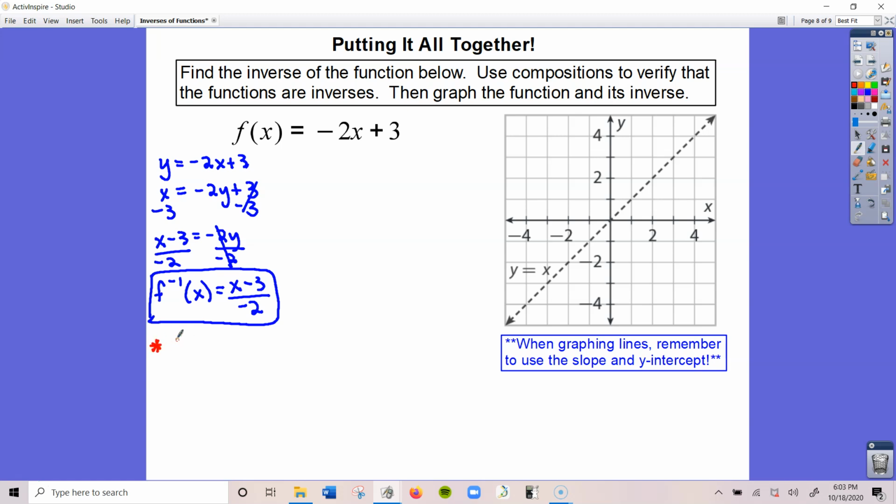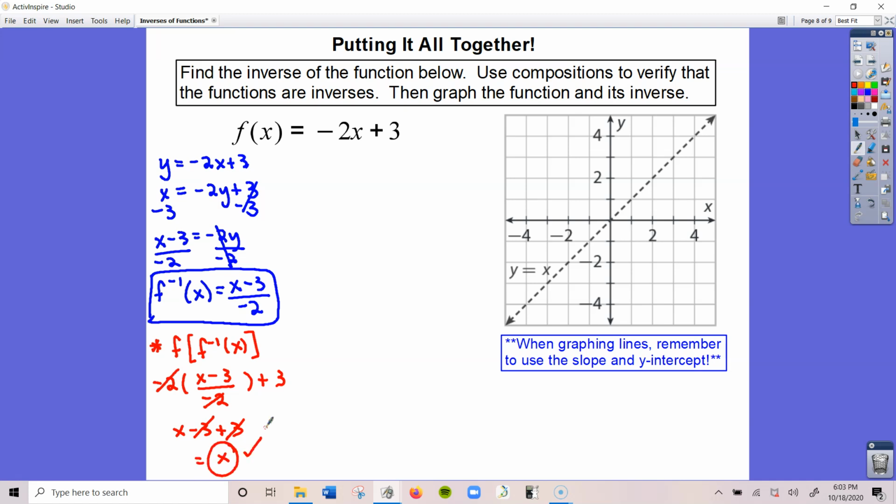Okay, now that we found the inverse, we need to verify by compositions. So first, I'm going to find f of f inverse of x. So meaning my function is going to go on the outside first. So negative 2x plus 3. Inside would be my inverse, which I just found, so that x minus 3 all over negative 2. These negative 2's would cancel since one is multiplied and the other is divided. And so now all I have is x minus 3 plus 3. These 3's would cancel, which leaves me with x.